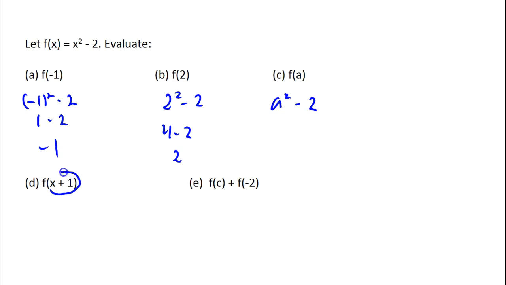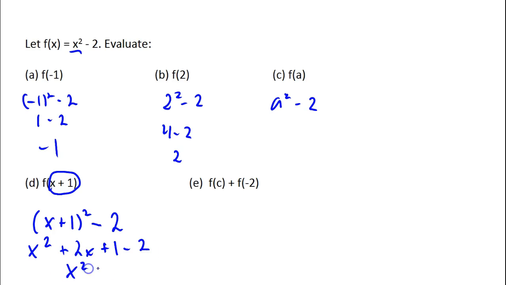f of x plus 1. This says take x plus 1 and plug it in for x in the f function. So f of x plus 1 is going to be quantity x plus 1 squared minus 2. Let's work that out. That's going to be x squared plus 2x plus 1 minus 2. And our final answer is x squared plus 2x minus 1.